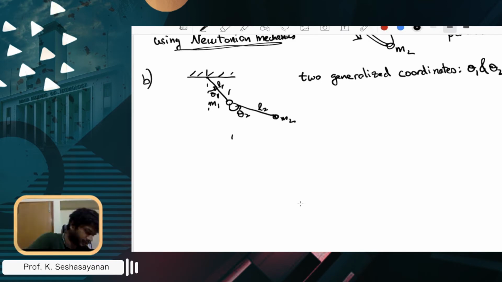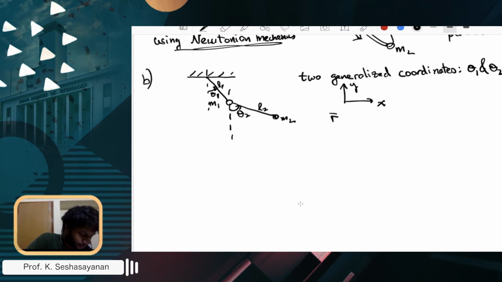Now the question comes, how do you write the Lagrangian for this system? So let's construct an axis system. Let's say x and y direction we take along these directions, and once we have the generalized coordinates, we can write the position vector.